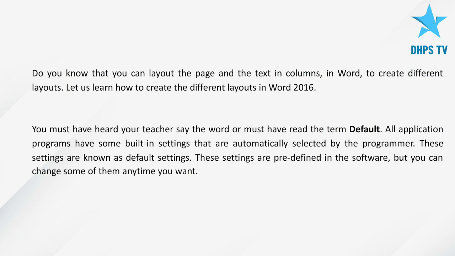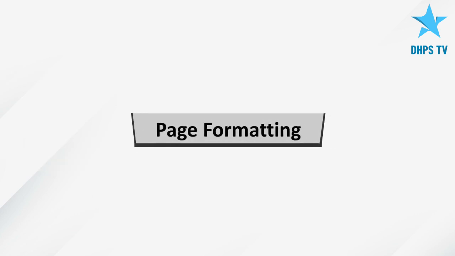You must have heard your teacher say the word or must have read the term default. All application programs have some built-in settings that are automatically selected by the programmer. These settings are known as default settings. These settings are predefined in the software, but you can change some of them anytime you want.